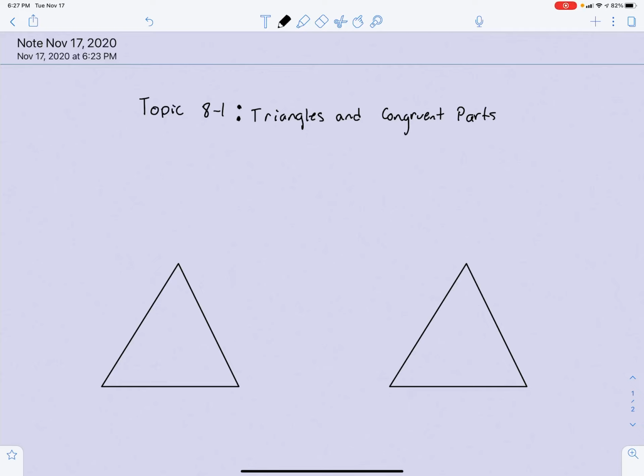All right, so for topic 8.1, we're going to talk about triangles and congruent parts. This won't be too long. We're just going to talk about some basics about what congruence means. So the first thing we need to understand is what that means.